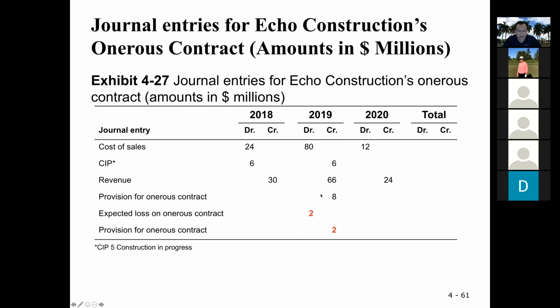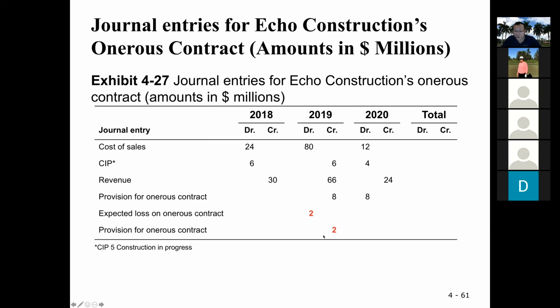I have recognized this 8 liability. What should I do with this? You debit. Okay, very good. So I debit this 8, so this will be canceled. There's no liability. And I have 12 plus 8, 20. So I have a 4 profit. Go to CIP.